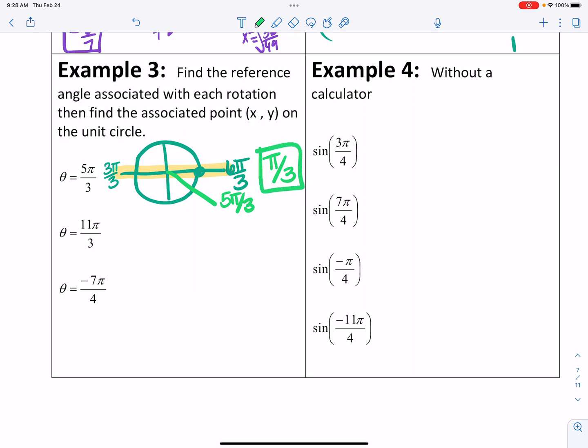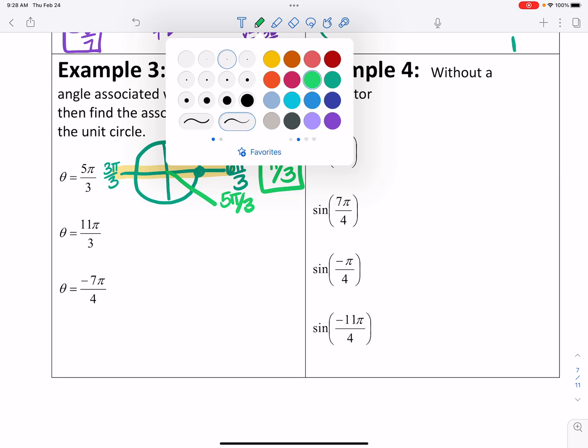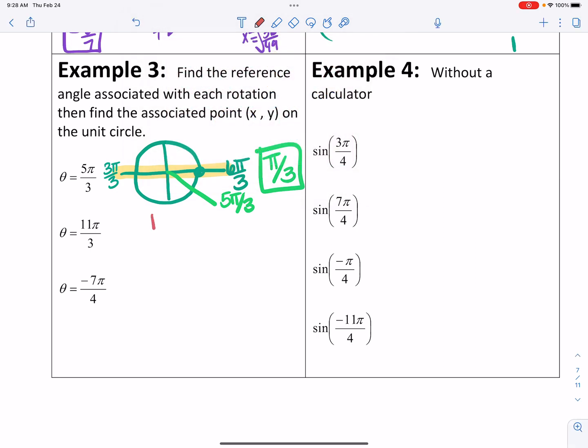Okay, these are a little easier if you count and draw. You do not have to. But if you think about this, this is 0. This would be 3 pi over 3. This would be 6 pi over 3. That's still not close.